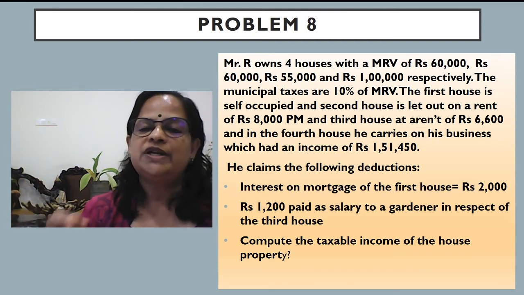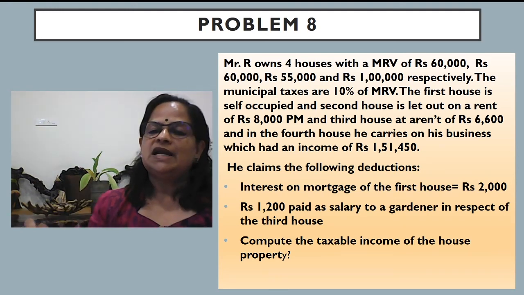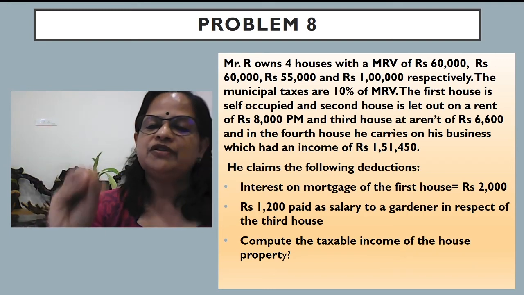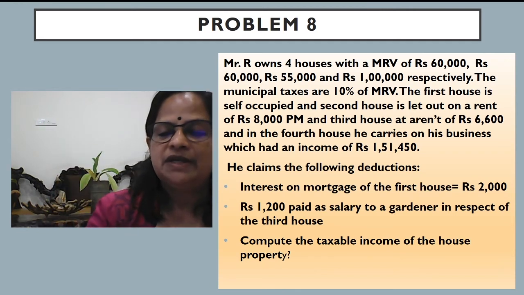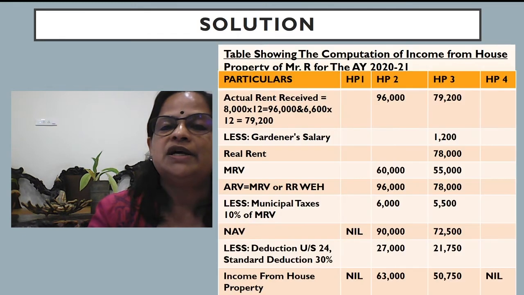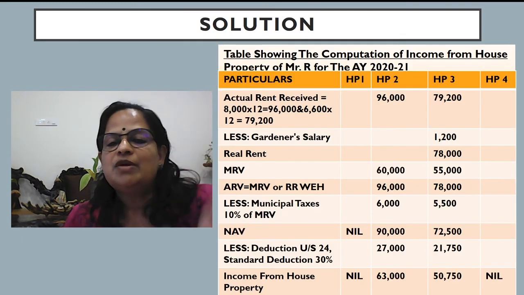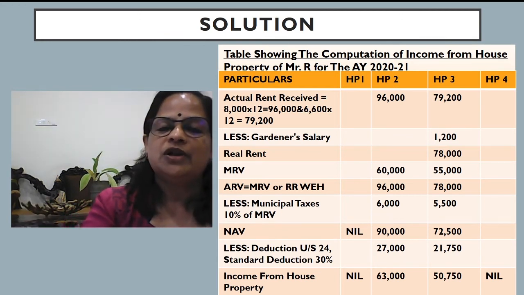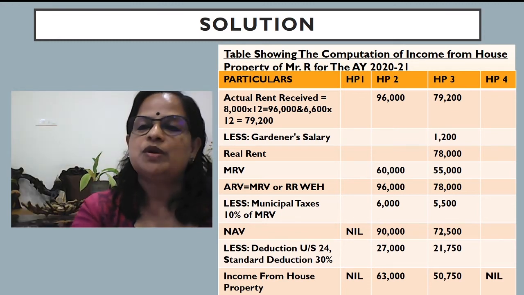He claims the following deductions. Interest on mortgage for the first house, 2,000, not allowed. Rupees 1,200 paid as salary of gardener in respect of the third house. This you have to remember, we have to reduce this value from the annual rental value. Compute the taxable income. So this is the adjustment, salary of the gardener. Now, first house is self-occupied. Income from house property will be nil. Net annual value is nil. Standard deduction also we are not allowing. There is no interest for construction of the house property. So, first house property is nil.